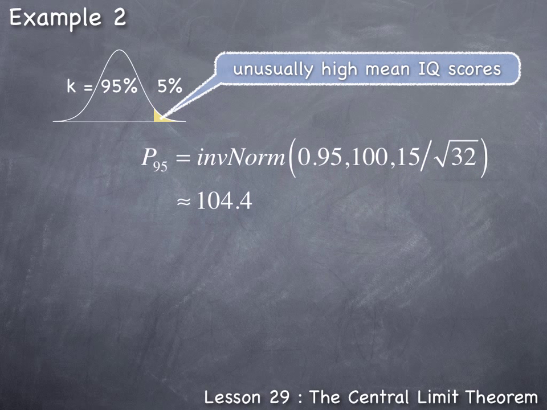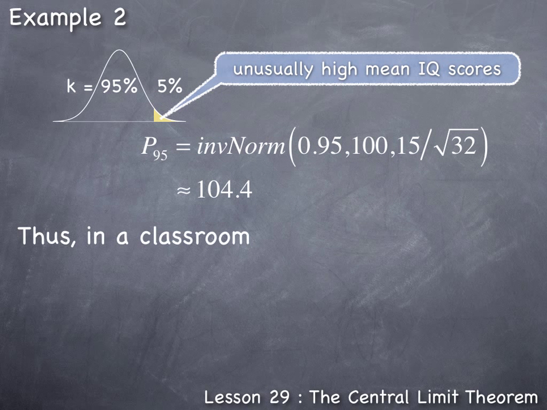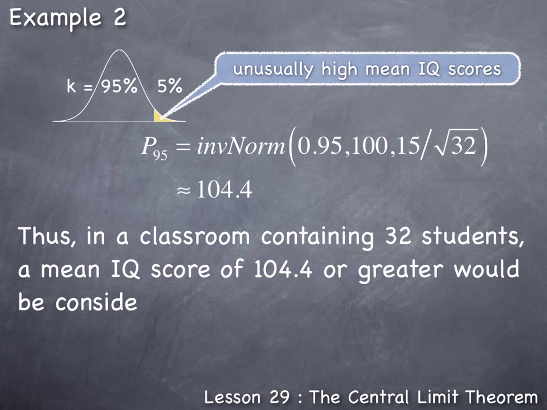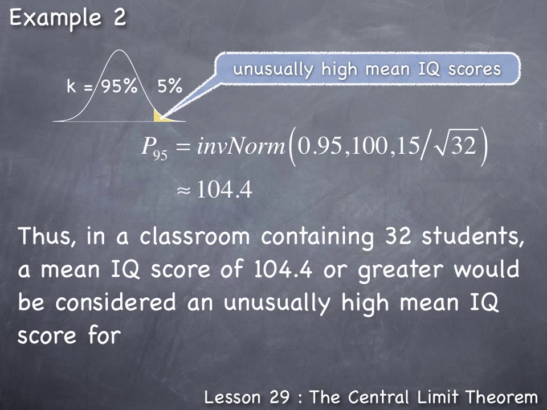So now we can give our conclusion. Thus, in a classroom containing 32 students, a mean IQ score of 104.4 or greater would be considered an unusually high mean IQ score for these students.